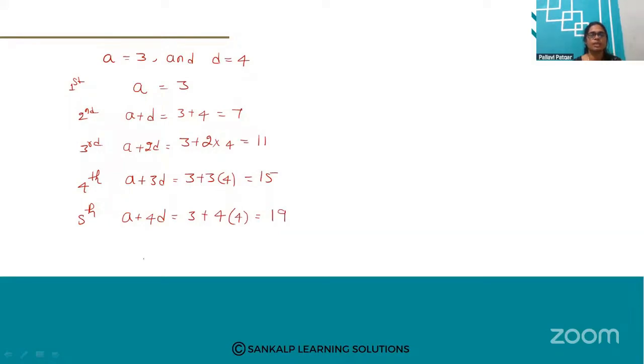Okay, so therefore, the terms of the AP are 3, 7, 11, 15, 19.